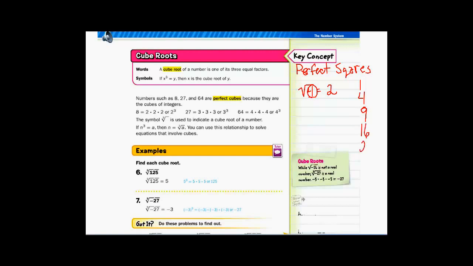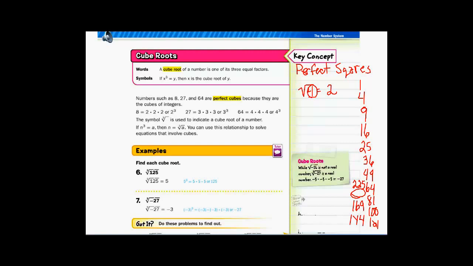16. 25. 36, 49, 64, 81, 100, 121, 144, 169. All right, 225. That would be 15 times 15. So we are missing the 14 one here. But we've got 1, 4, 9, 16, 25, 36. Those are all perfect squares because their square roots come out nice and even.